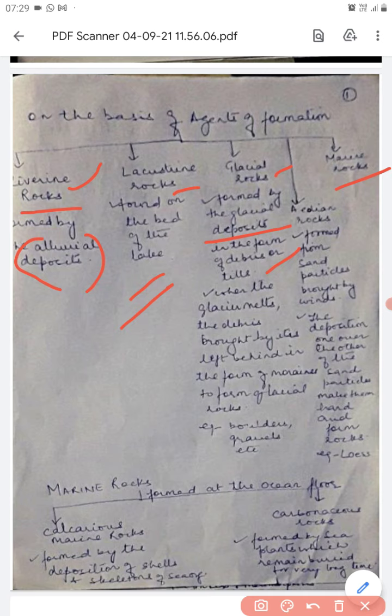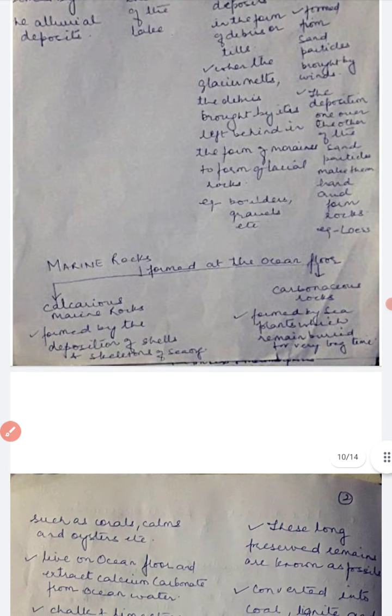And then marine rocks. I'm so sorry, there are five types, one more is there, aeolian rocks also. So marine rocks are found at the base of the ocean. As the name itself implies, marine, they are formed at the ocean floor. There are two types, calcareous and carbonaceous.